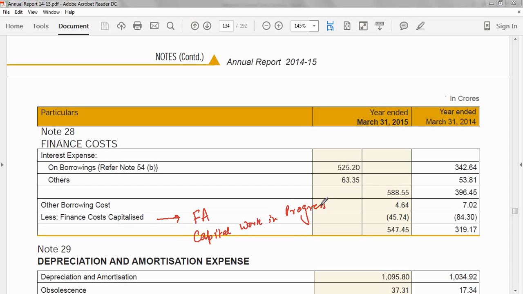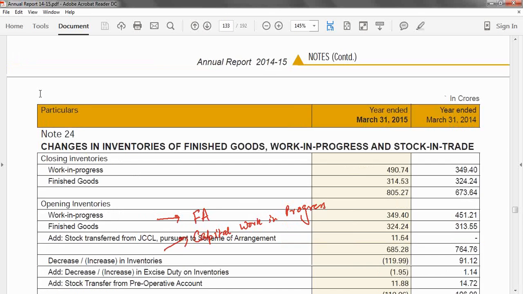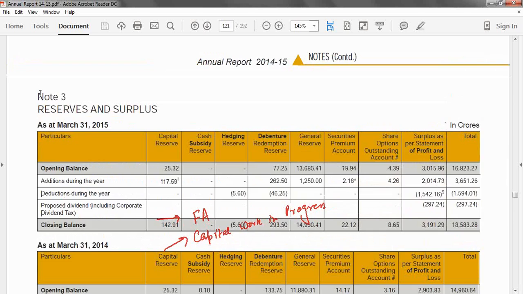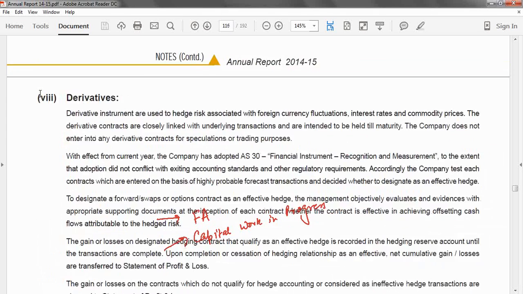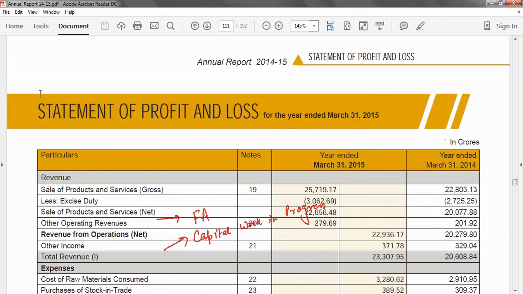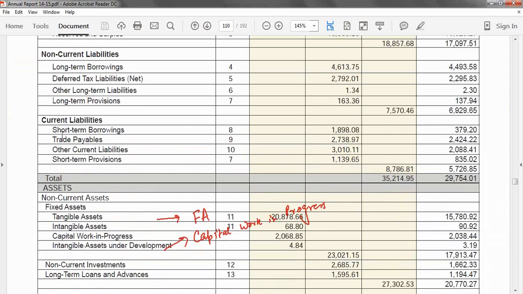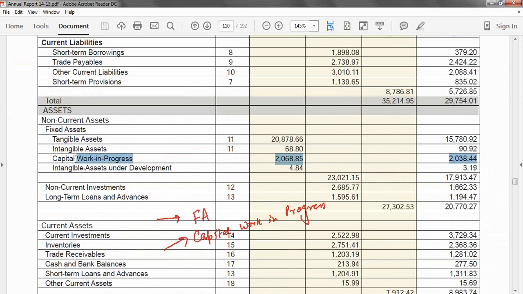That you will not find, because capital WIP is just one line in the balance sheet. If I go back to the balance sheet, you will find that you have what is called capital work in progress. If there is a movement of interest from interest cost to capital work in progress, you will not find the details there, but you found the details in note number 28, which basically explained where the interest cost went.